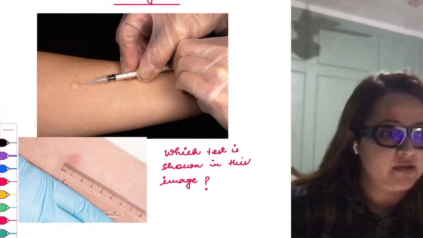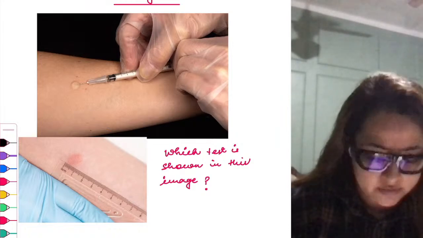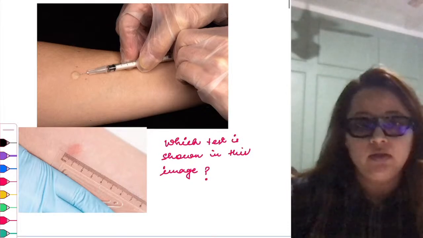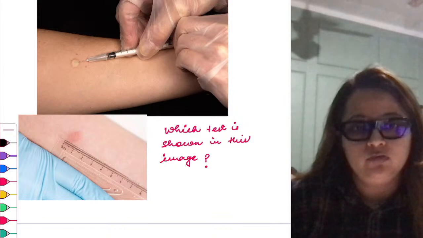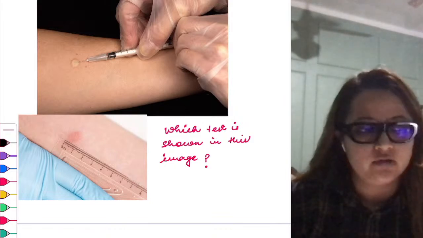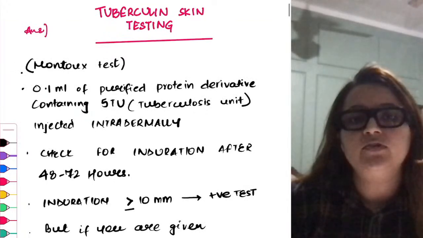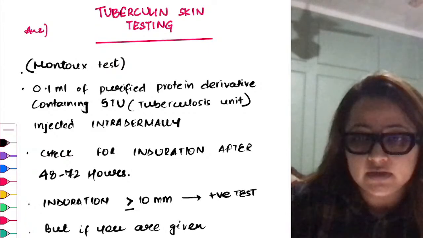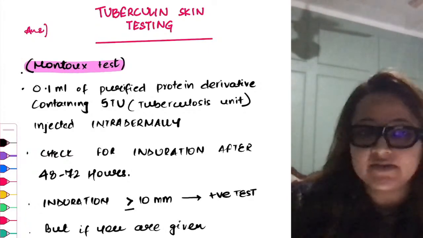So the test that is being done here is the tuberculin skin test, okay, which is also known as the Montu test. Now, first of all, supposing you are able to answer this question, you should know a few more details about it also, okay? So, when you talk about this tuberculin skin testing, these are the most high yield things that you should know about it. So, number one, this is also known as a Montu test.